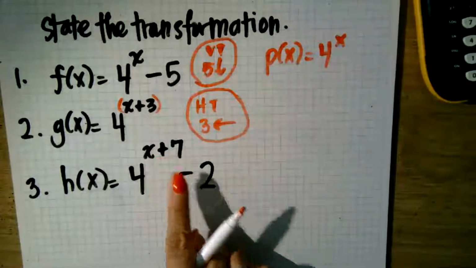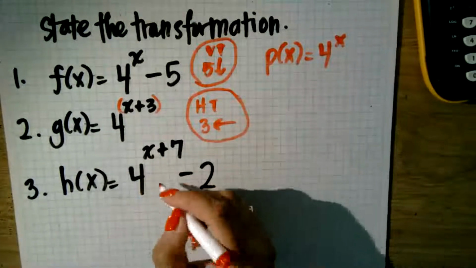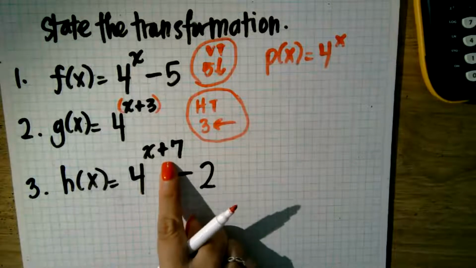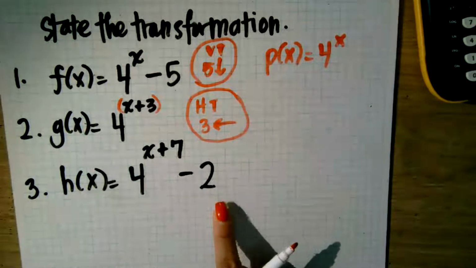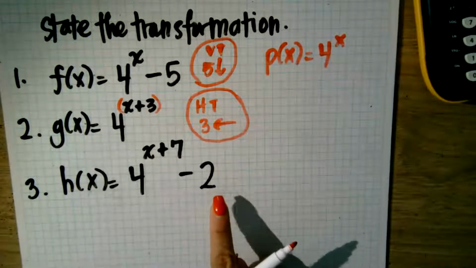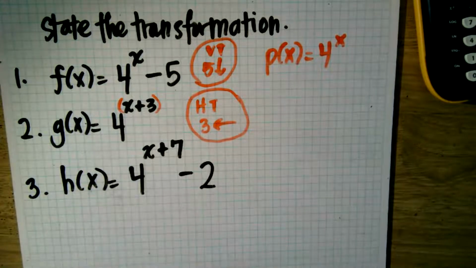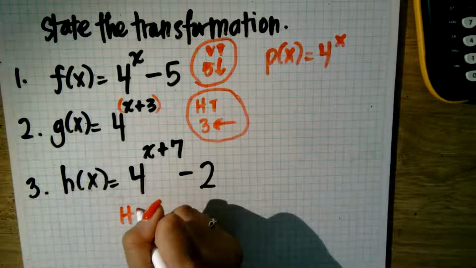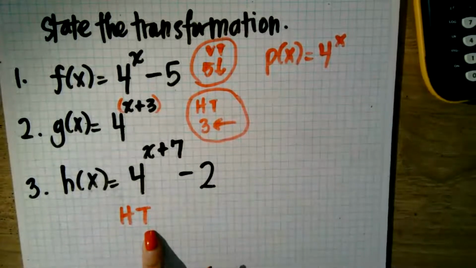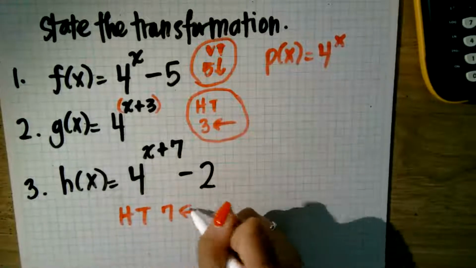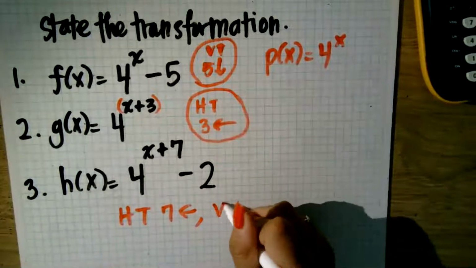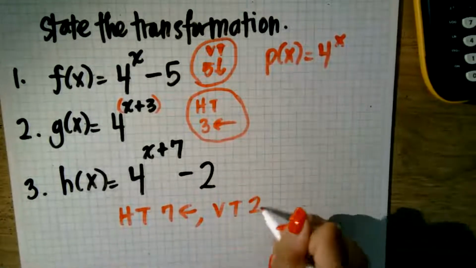And now let's look at this one. This one has both of them. This one's going to give me horizontal translation, which is the only one that gives you opposite. Vertical translation is always as is, face value on the equation. So this one is going to be horizontal translation, 7 units to the left, and vertical translation, 2 units down.